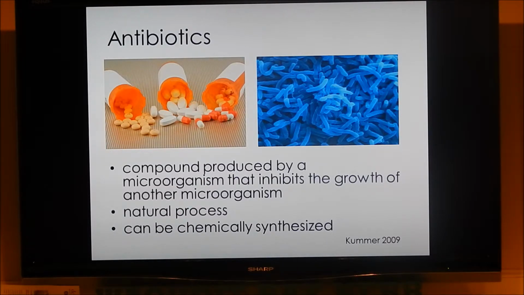So now that we know how antibiotics can get discovered, I wanted to just point out a quick definition of what exactly they are. They're compounds produced by a microorganism, or just a microbe, because those are comparable words, that inhibits the growth of another microorganism. And it's a natural process, but we can also chemically synthesize them as well.